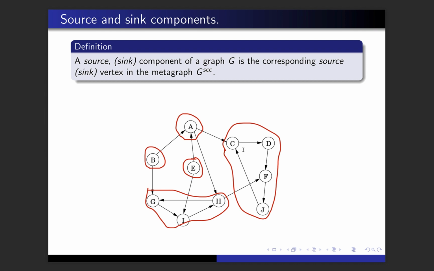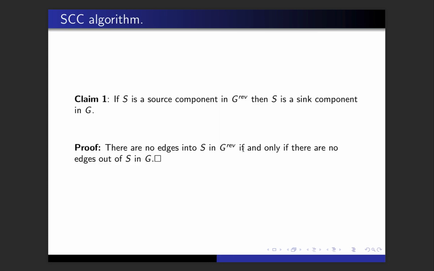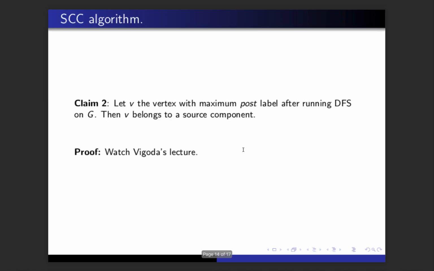So I can run a DFS in the original graph and get the vertex with the lowest post label. I know the graph may have cycles, but maybe this vertex is in the sink component. The problem is that this idea is actually not correct. Because of that, we need to introduce the reverse graph because of claim 2. This was claim 1: you reverse the role of the components if you move from the reverse graph to the graph itself. Claim 2 gives you the following. Take V to be a vertex with maximum post label after running DFS in the original graph, G.